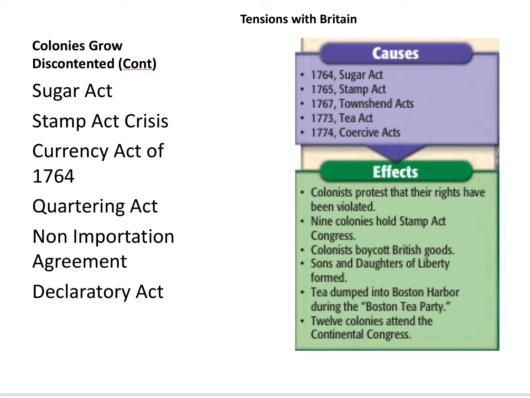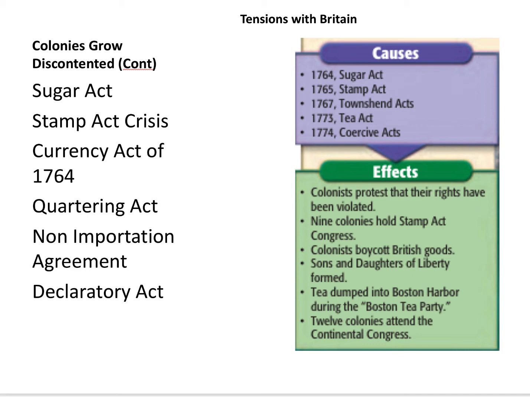To slow inflation, which is a general rise in the prices of most goods and services because money has lost its value, Parliament passed the Currency Act of 1764. This banned the use of paper money in the colonies, angering colonial farmers and artisans who used paper money to pay back loans. To raise more money to pay for the war, Parliament passed the Stamp Act in 1765.